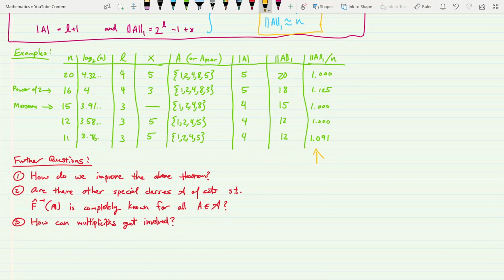So further questions, I kind of already alluded to these, but how do you improve this theorem? Okay, are there other special collections of sets so that we don't completely know the inverse image, but are there ones where, like arithmetic progressions or something, you can completely determine the inverse image? Or, I don't know, can you just solve this in general? Maybe there already is. And how do multiplicities get involved? That's another good one, which we didn't explicitly talk about.